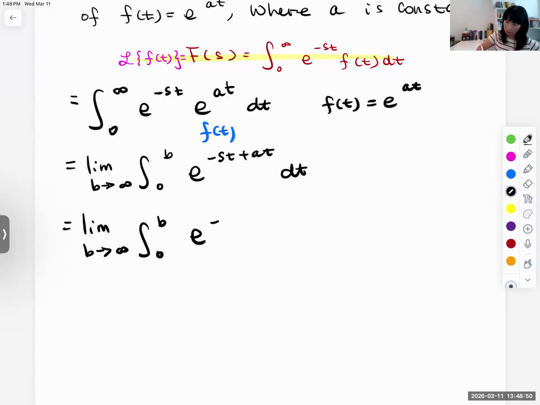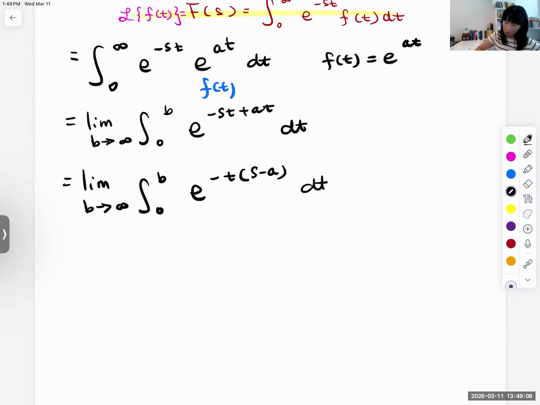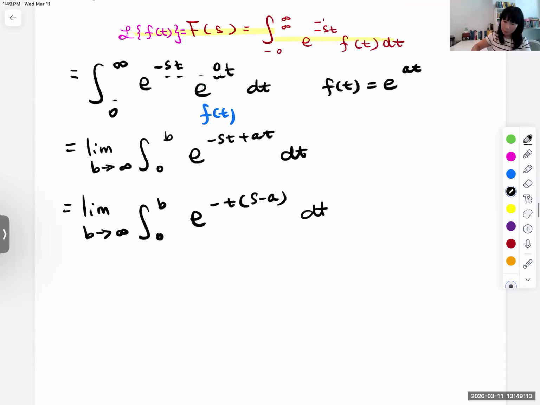Okay, e to the negative t, then the first term, we get s and minus a, right? So s minus a, dt. Okay, previously, right? What do we have?